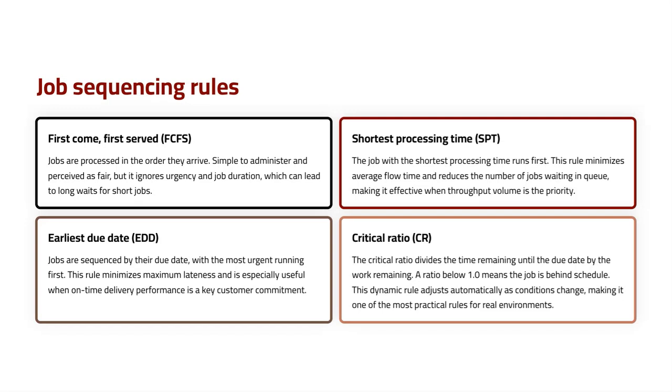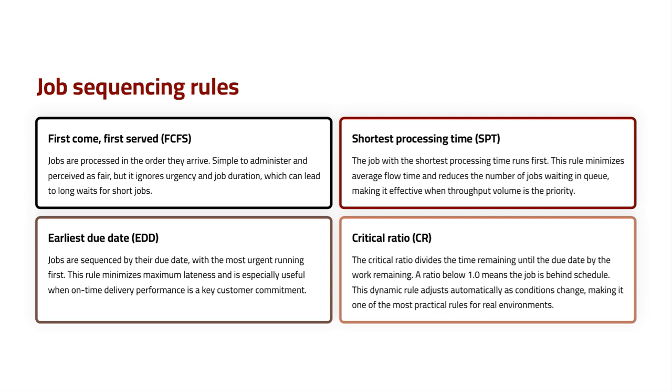Let's talk about some common job sequencing rules that help manage workflows efficiently. First, we have first come, first served, or FCFS. This one processes jobs in the order they arrive, which is simple and seen as fair, but it doesn't consider urgency or how long each job takes, so short jobs might wait longer than necessary.